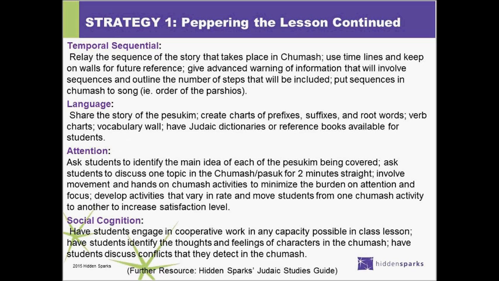And if you like, again, like I said before, there's further resources in the Hidden Sparks Judaic Studies Guide, which should be coming to you. And there's lots and lots of activities there, broken down into the particular tasks. So you can use them to enhance your own classrooms in whatever way, to pepper those lessons and to bring more constructs into your lessons.